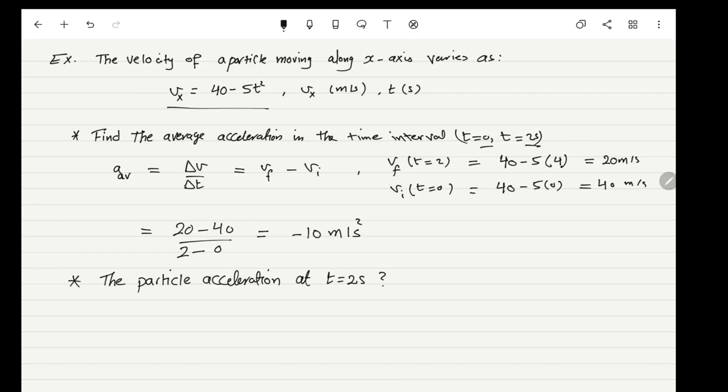Now, what is the particle acceleration at t equal to 2 seconds? So the particle acceleration here is an instantaneous acceleration. It's equal to dv by dt when t equals 2 seconds. So the derivative here is minus 10 t, and with t equal to 2, the acceleration is equal to minus 20 meters per second squared.